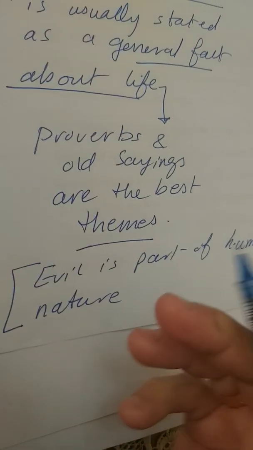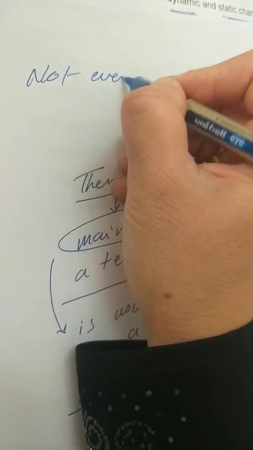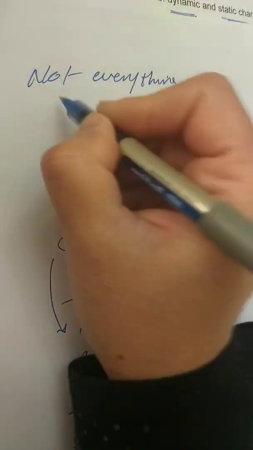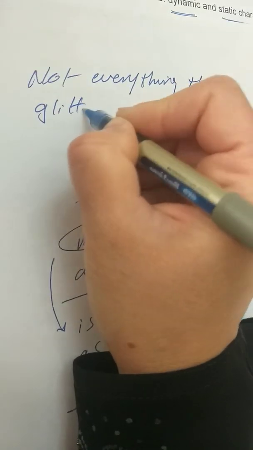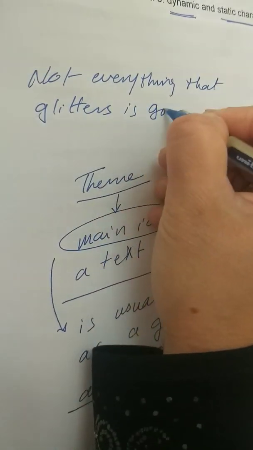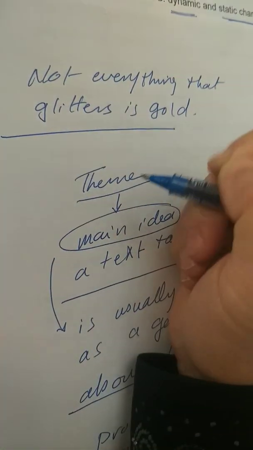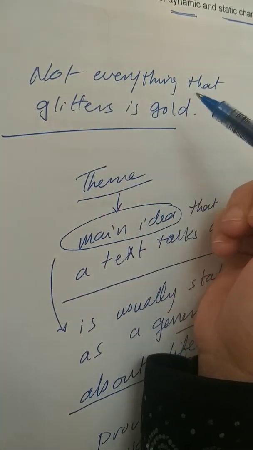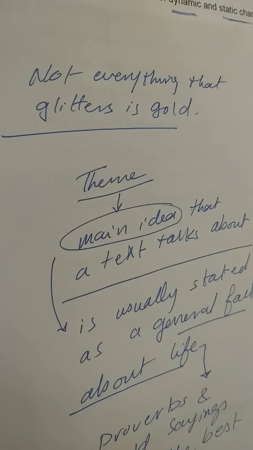Okay? Or when you say, for instance, not everything that glitters is gold. ليس كل ما يلمع ذهبا. This is also a proverb. This is a general fact about life. It's suitable to be a theme for a story, for instance.